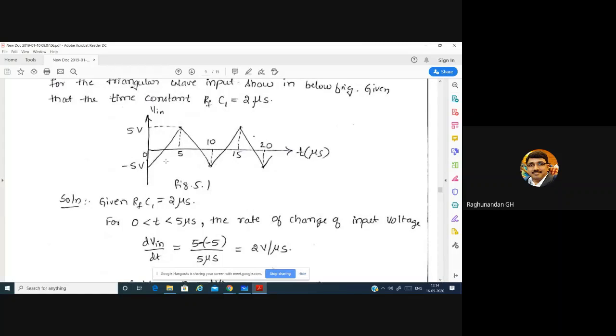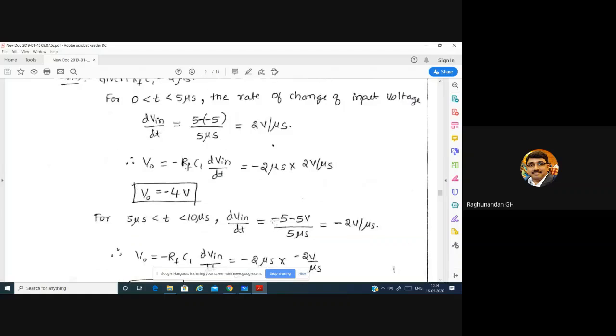Initially it was moving from -5 to +5. Now it is +5 to -5. Here we always take the final reaching value first, and the initial value as the second part. So that's why this is -5, this one is +5. If you take the difference, -5 minus (+5), it is -5 minus 5 divided by dt.